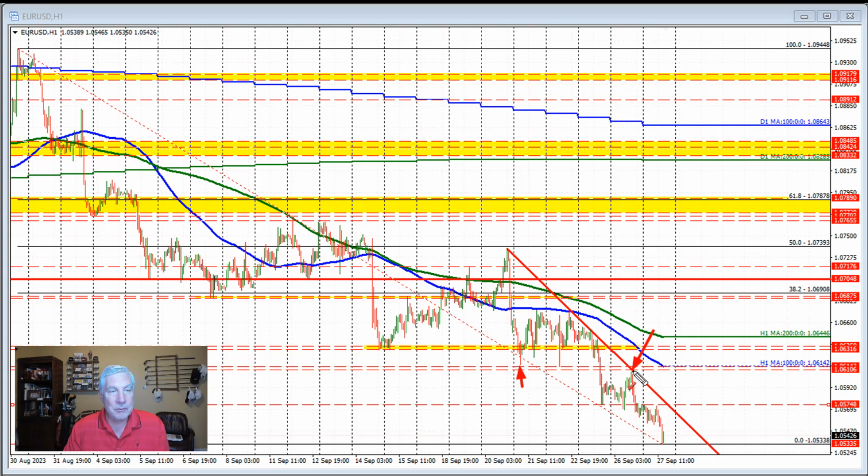And lo and behold, the price got up to about 1.0584 before rotating back to the downside, closing near its lows. And in trading here today, we've seen further selling pressure. So key resistance held at the broken 38.2% retracement, and we continue the trend to the downside.